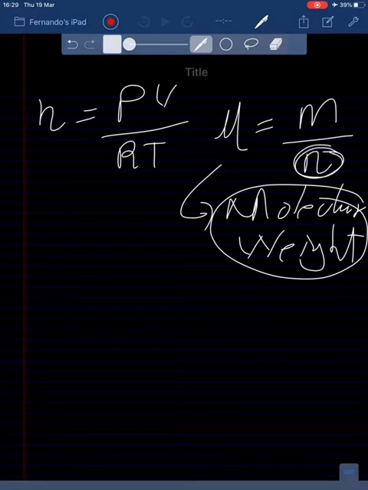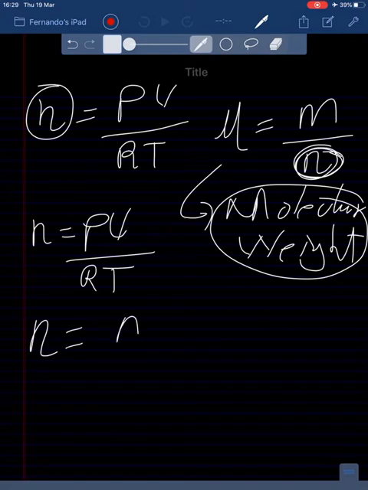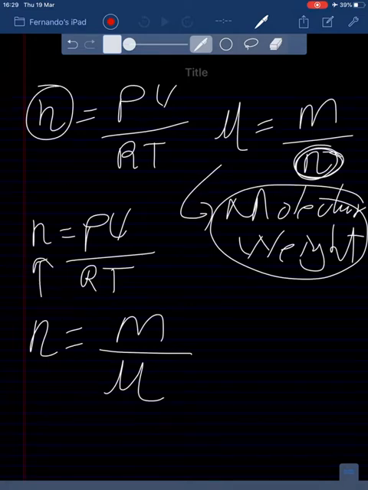What do I have here? I have n, and what do I have here? I also have n. So what if I clear both equations and try to see what is going to happen here? So this one will remain the same, n equals PV over RT. But let's clear this equation for n. So now here n is going to be the same as what? The mass of the compound over the molar mass. And look at this, what do we have here? The same n. So let's clear this one and continue.